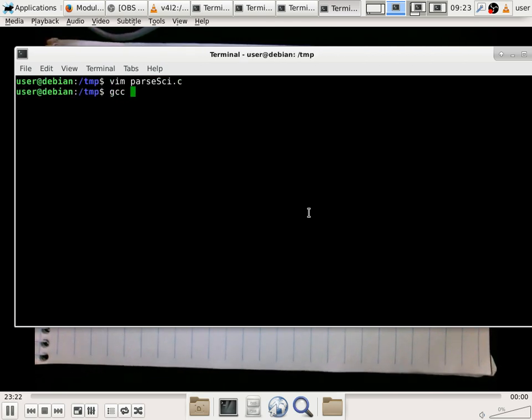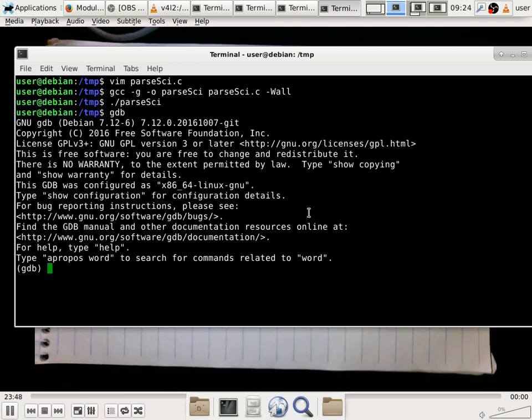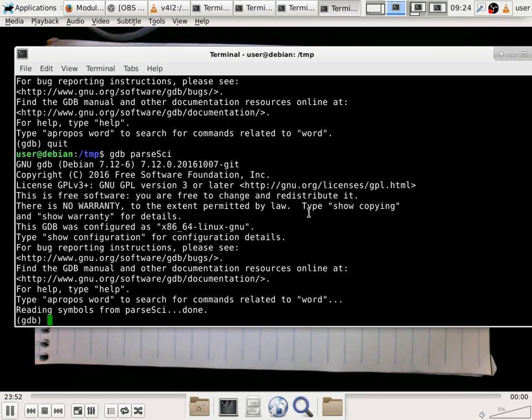Okay, gcc -g for debug information, -o to specify the output file name, the executable's name, parse sci.c, and of course, if you turn on warn all, it's always a good idea. Okay, there we go. And to make this program useful, you have to use GDB because you can run it by itself, but it doesn't do a single thing. But when you do it inside GDB, maybe it does make sense. So we use GDB. I have the GDB and then the name of the executable.